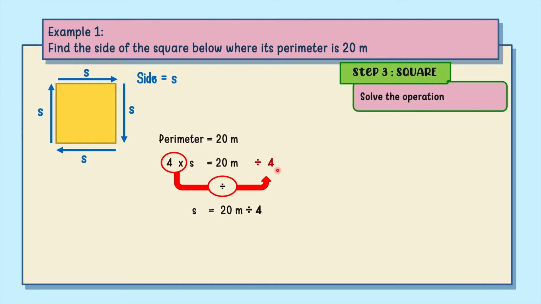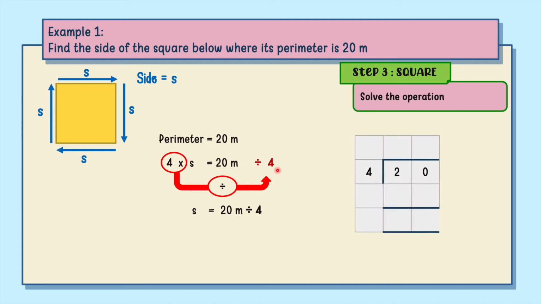Step 3. Solve the operation. In order to do this, we need to show the working. So 20 divided by 4. So we list out the multiples of 4. 4, 8, 12, 16, 20, 24, 28. So do we have any 20 in the multiples of 4? Yes. It is the fifth one, the fifth multiple. So 20 minus 20, it is 0. So my final answer is 5 meter. So the sides here is 5 meter.